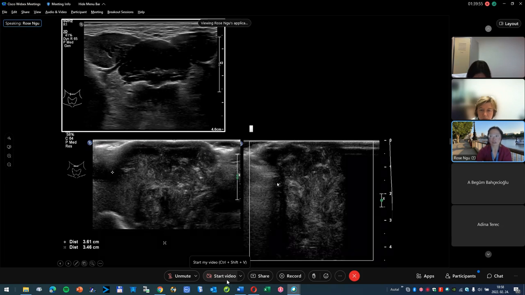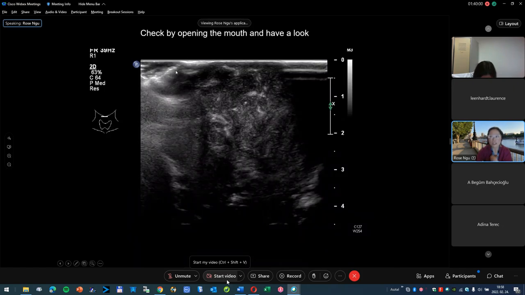All right. What do you do next? Ignore it? You shouldn't. What you should do is ask the patient to open his mouth and have a look. And if there is a big lump raising the floor of the mouth, this is likely to be a tongue cancer.